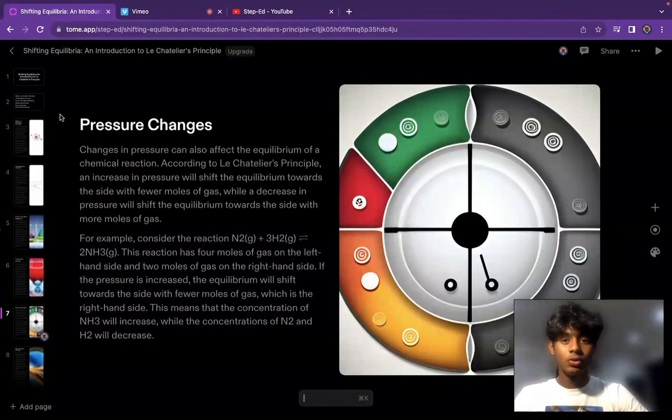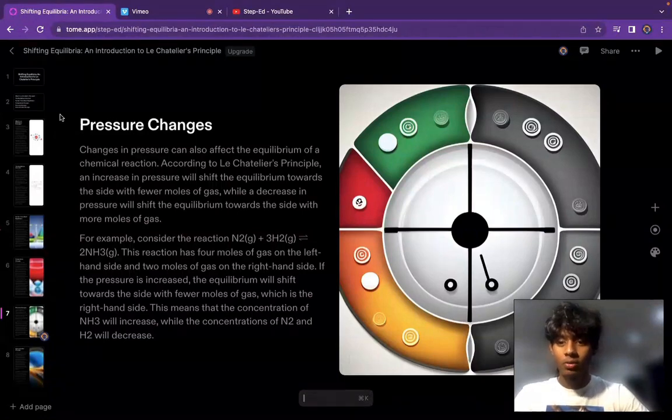Changes in pressure can also affect the equilibrium of a chemical reaction. According to Le Chatelier's principle, an increase in pressure will shift the equilibrium towards the side with fewer moles of gas, while a decrease in pressure will shift the equilibrium towards the side with more moles of gas.